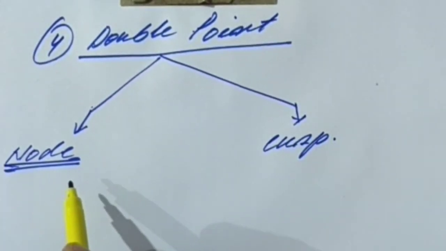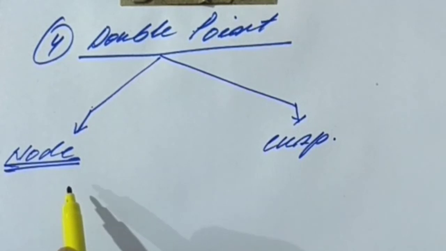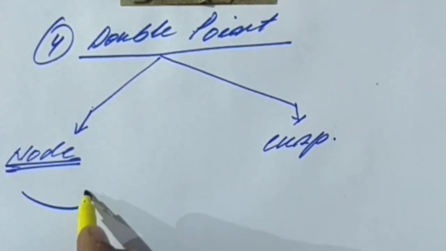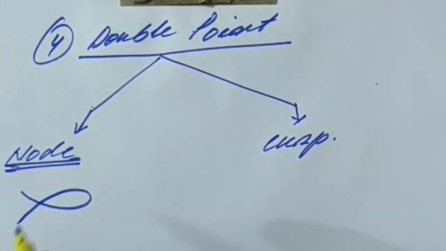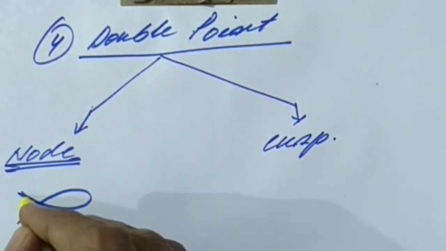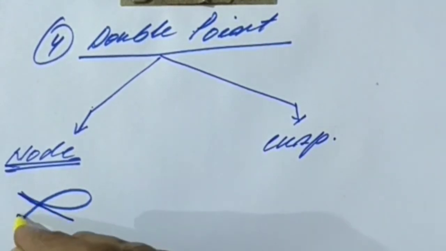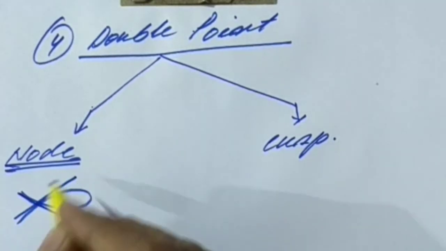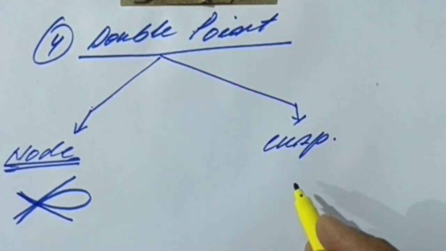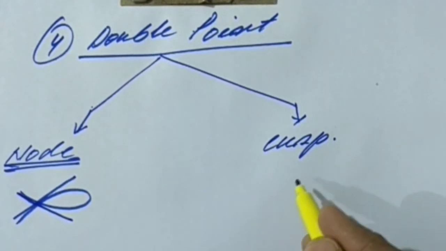At a double point, if two tangents can be drawn, that double point is said to be a node, and it looks like this. So as you see, two tangents can be drawn at this double point. So this is called a node. And the double point at which only one tangent can be drawn at the point of intersection, that is called a cusp.